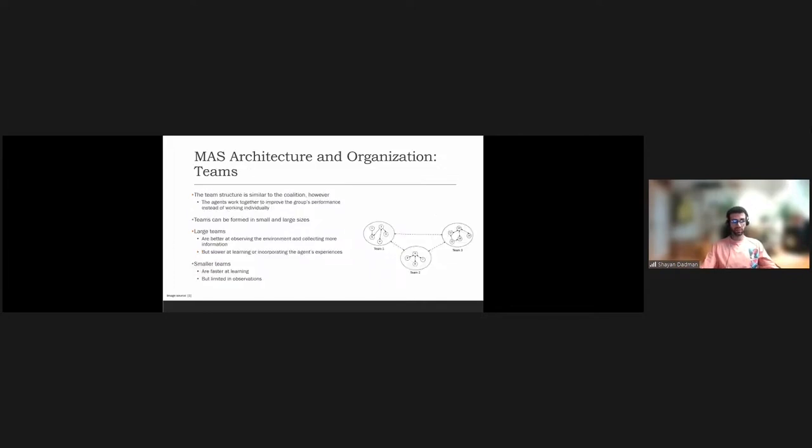The team structure is similar to the coalition. However, the agents work together in a team structure to improve the group's performance instead of working individually. Teams can be formed in small or large sizes. Large teams are better at observing the environment and collecting more information, but they are slower at learning and incorporating the agents' experiences. The smaller teams, however, are faster at learning, but they are limited in observations and understanding the environment.